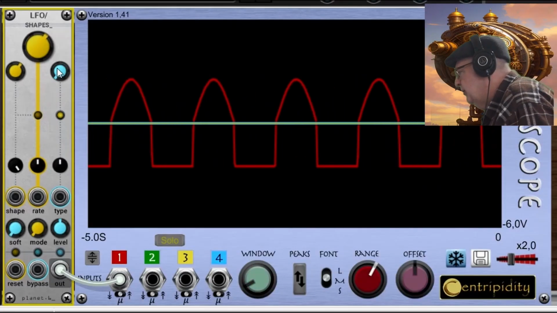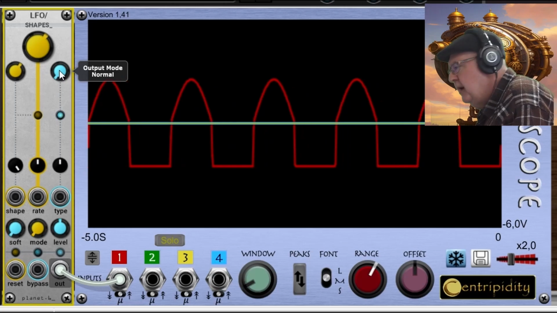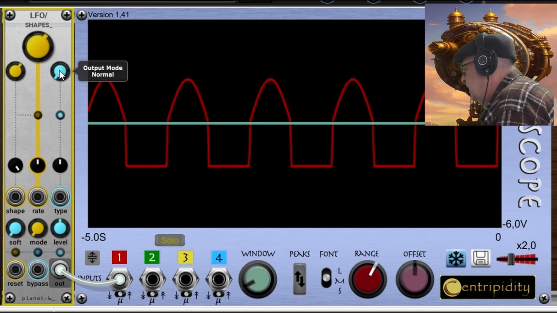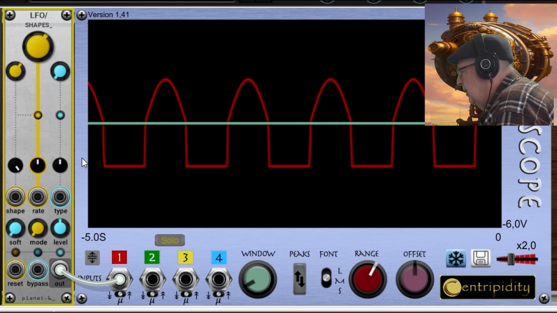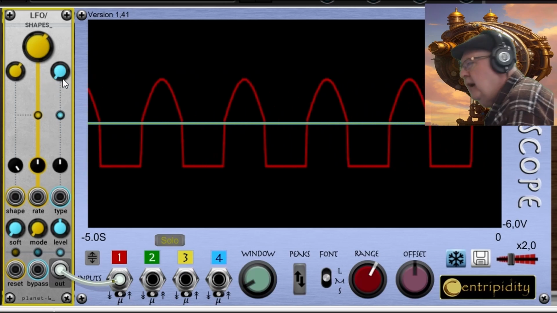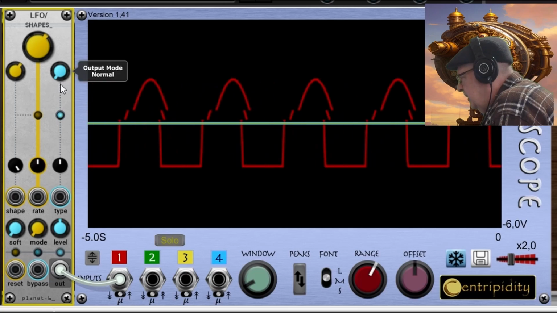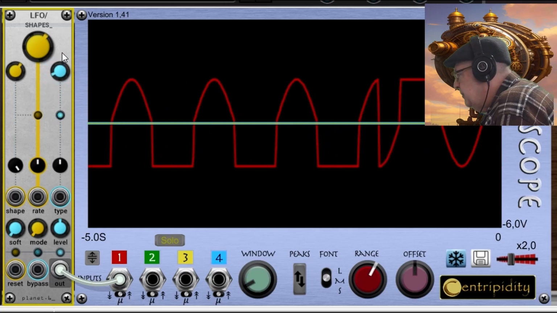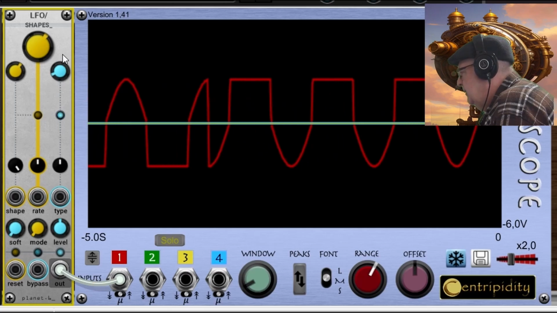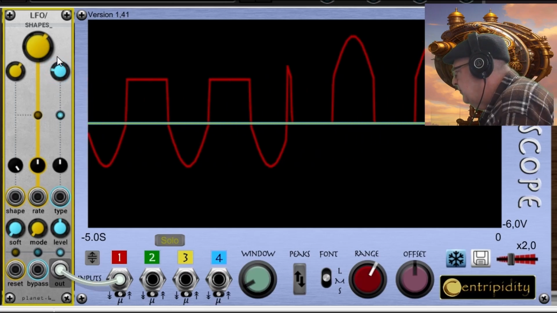The knob here on the right side sets the type of the chosen wave shape. I have chosen the wave combination sine and square. And with this knob here on its leftmost position, we get exactly what we have chosen. But when I start turning it clockwise, I get at first the inverted version. Then I get the original version with an offset of plus 5 volt.